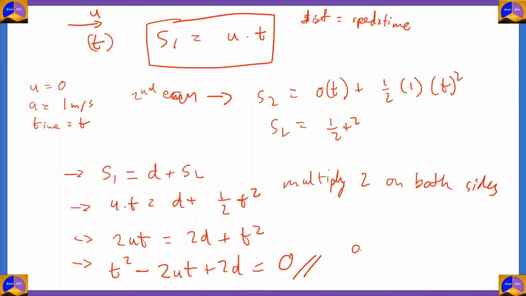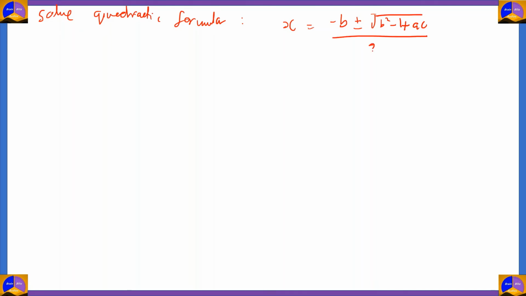So this is according to the formula ax squared plus bx plus c equals 0. And in order to solve this quadratic equation, we need to solve using the quadratic formula. And what is this quadratic formula? We write it as x is equal to minus b plus minus root of b squared minus 4ac, divided by 2a.